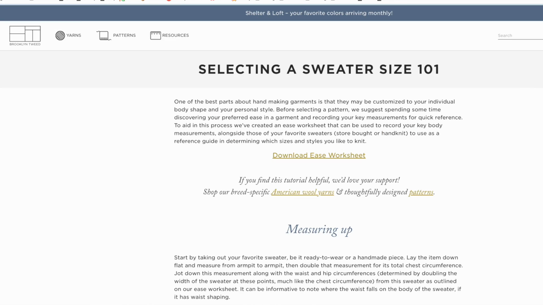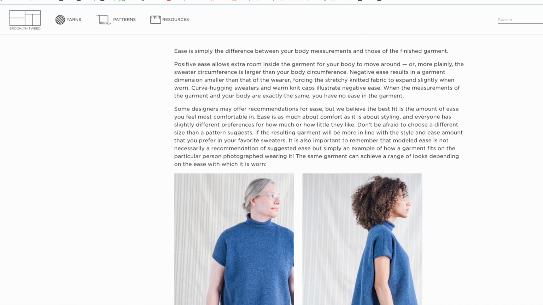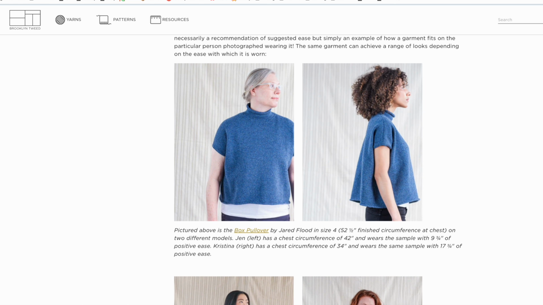So let's see this in action as well. We're going to go to this article on Brooklyn Tweed. They've got a few sweaters here, then they put it on different models with different bust sizes. So first we have this box pullover, this blue top. The sweater itself is 52.5 inches in circumference at the bust. Now, the first model, she has a 42-inch bust, and the second one has a 34-inch bust. So you can see 52-inch sweater, it fits 2 different bust sizes.